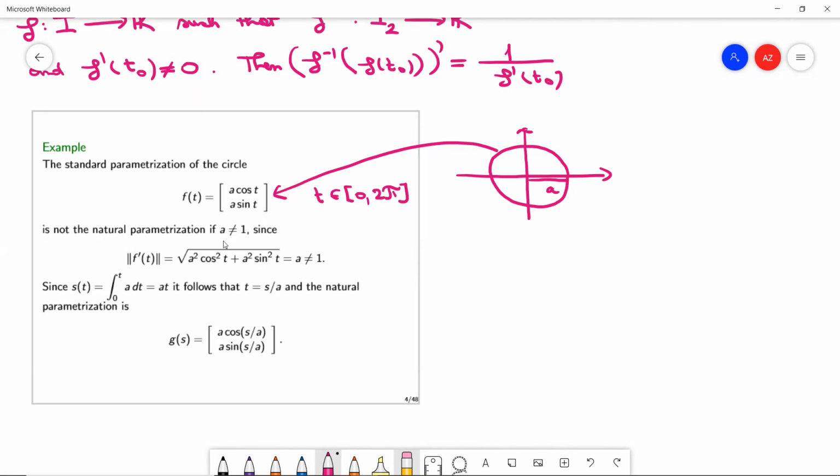It turns out very quickly that if a is not 1, then if you calculate the norm of f prime of t, we get the square root of the first coordinate squared plus the second coordinate squared. So we get a squared in the parentheses times cosine squared plus sine squared. So we know that cosine squared plus sine squared is 1. So what remains is the square root of a squared. And since a is positive, the result is a. And if a is not 1, of course, then the norm of the velocity vector is not 1. And this means that this parameterization f of t is not the natural parameterization, because the length of the tangent vector is not 1 at every point.